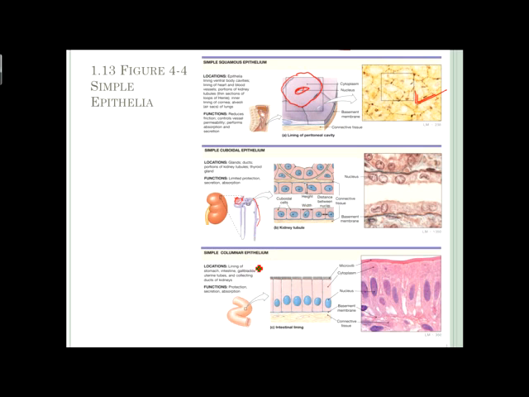And then we have simple columnar epithelium. It has microvilli on the top. This is going to be intestinal lining, things like the small intestine. This allows for more surface area so that we can digest and absorb nutrients through our small intestines. So again, this is simple epithelia, one cell layer thick.